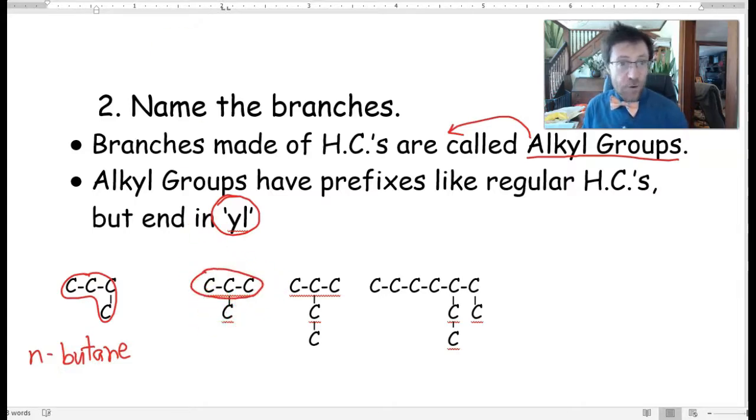Okay, so this one has a branch. So here's how I do the branches. I don't circle the branches. I put a square on the branch. Okay? So let's go through all of these.